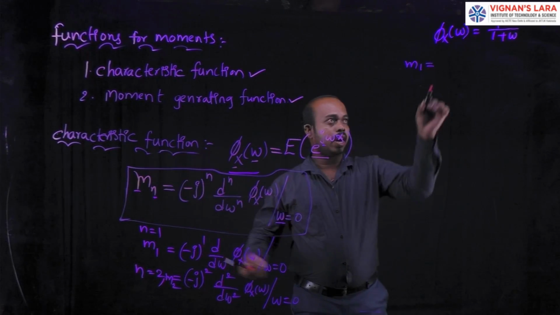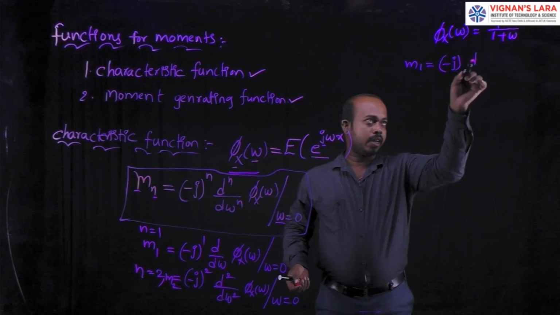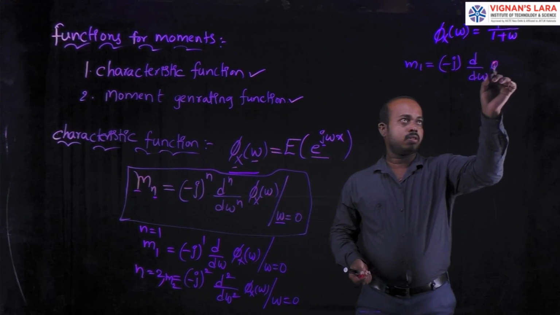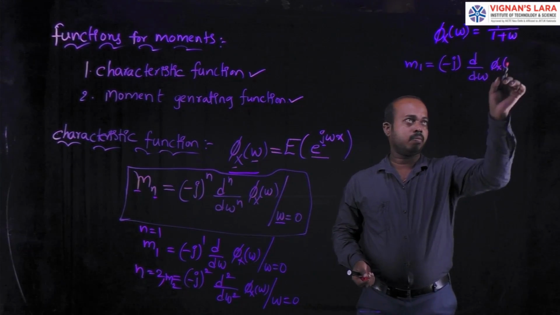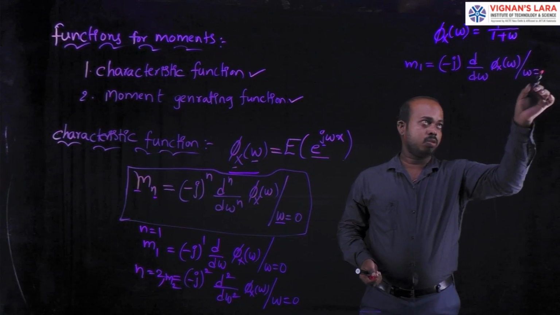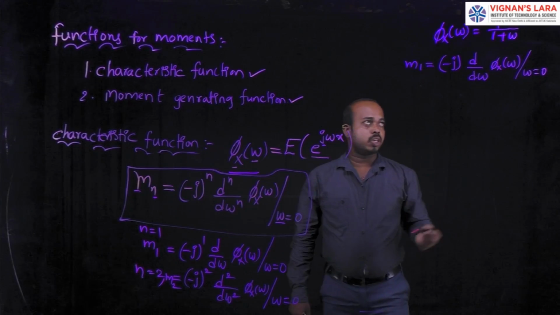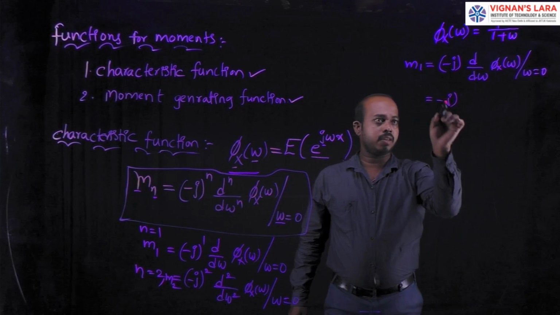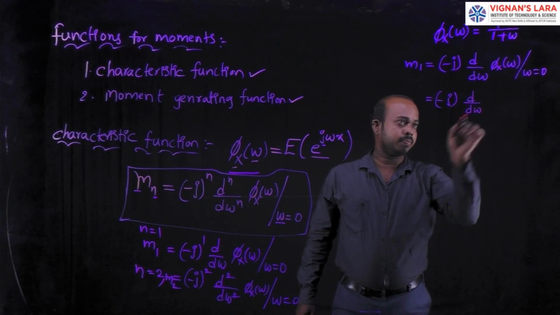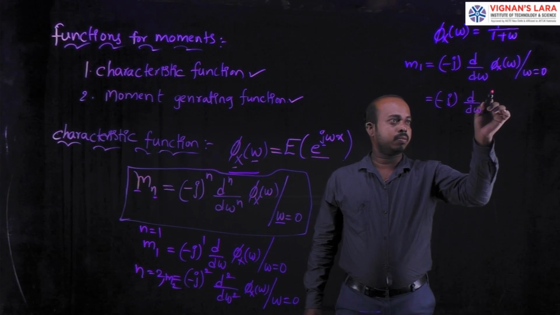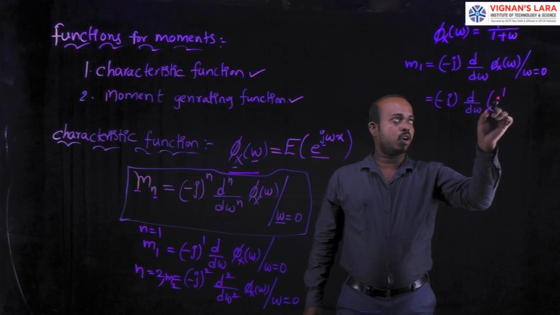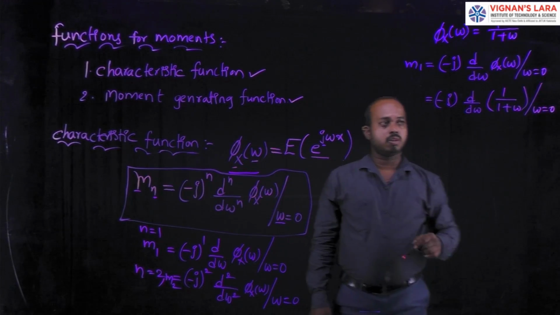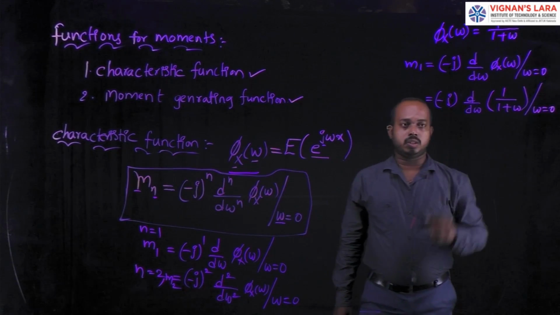The equation is minus j d by d omega of phi x of omega at omega equal to 0. Here I am replacing the phi x of omega quantity, that is minus j d by d omega of 1 divided by 1 plus omega, at omega equal to 0. Now you can apply the differentiation on this quantity.